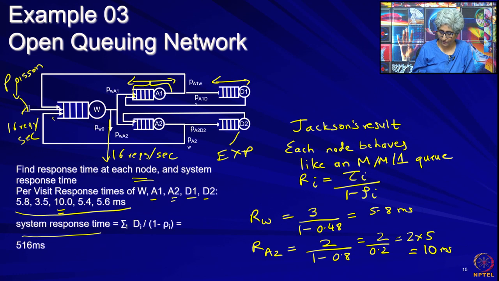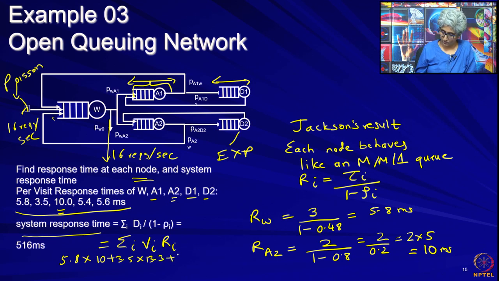System response time has to take into account the multiple visits also. So this is the summation over I of V I times R I. So this is 5.8 multiplied by 10, plus 3.5 multiplied by 13.3, plus 10 multiplied by 25, plus 5.4 multiplied by 9.3, plus 5.6 multiplied by 20. 10, 13.3, 25, 9.3 and 20 were the average number of visits, and we multiply each of them by the per visit response time. This total turns out to be 516 milliseconds.